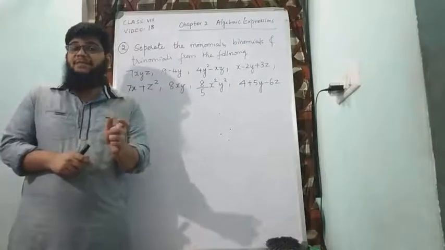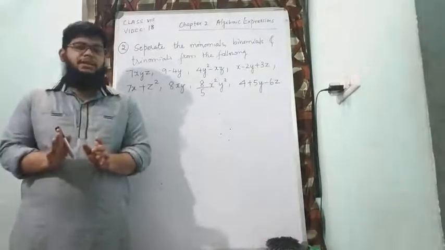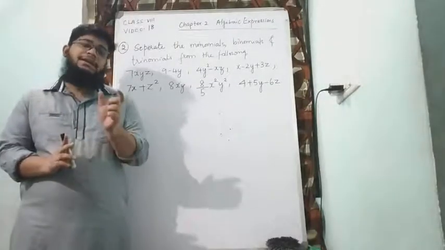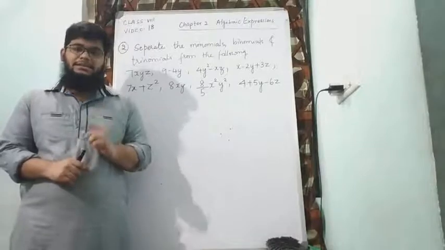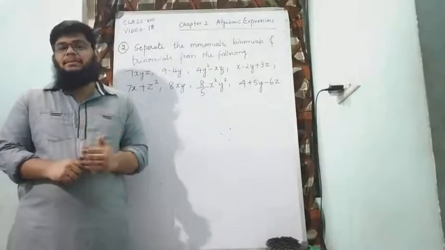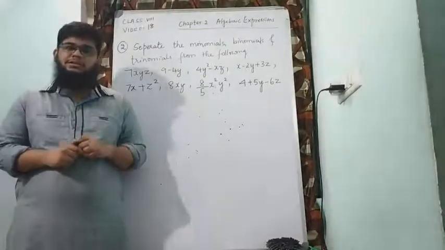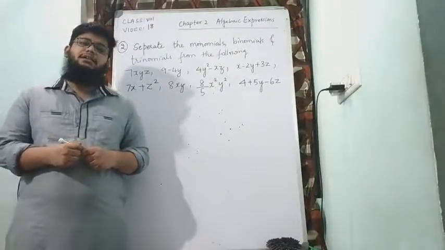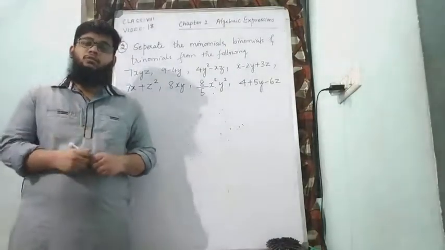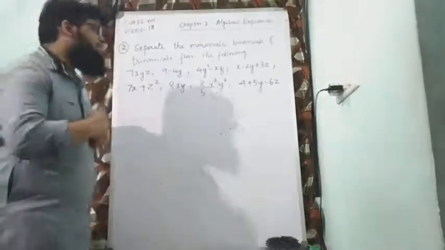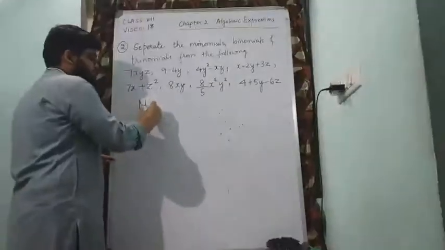But if you have 7xy without any plus sign or minus sign in between, it should be treated as one single term. So please remember these basic rules in mind, and let us start to classify monomials, binomials and trinomials. So let me make groups.